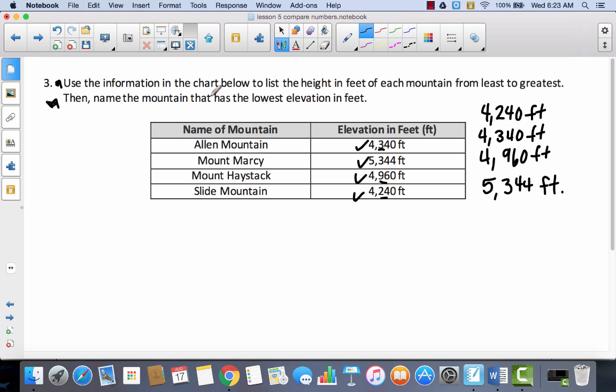Next it said name the mountain that has the lowest elevation. Well, this was my lowest elevation. So when I go back to my chart, I see that this is Slide Mountain.